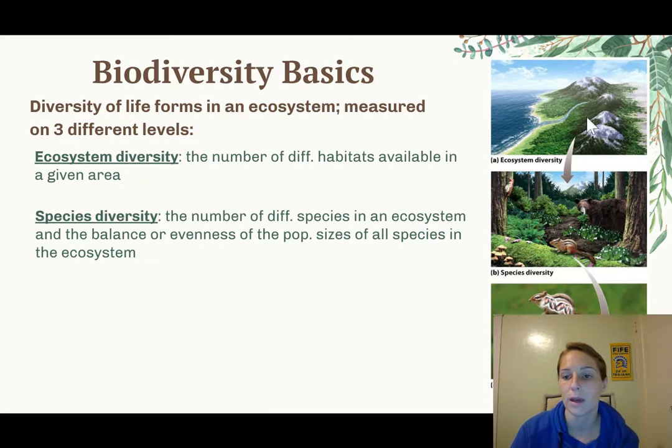So maybe if we zoomed in here to look at the forest ecosystem in this first picture, we would see different types of species. We would see like a woodpecker, tree, ferns, mushroom, we've got a chipmunk, we've got a bear, and a bunch of other different types of species. So we're looking at the species diversity of this ecosystem.